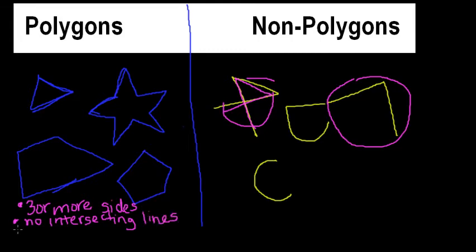Third bullet: polygons have to have straight sides. The sides cannot be curved. This over here is curved. This over here is curved. Those are not polygons. And the last thing that I notice over here is that these are not complete. There's this space right here that you just want to connect. So the straight sides must connect.